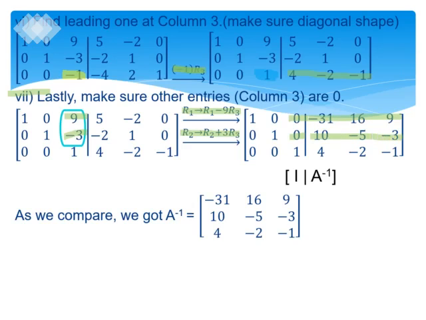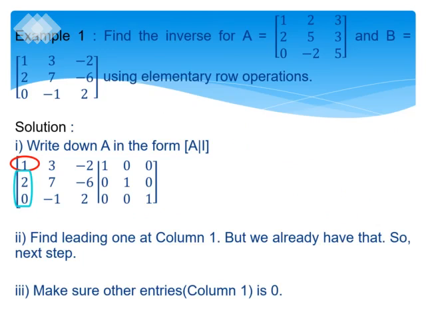Okay, as we compare, using the notation form, we got this one is identity and this one is A inverse. So we got A inverse as the same. Just copy. So finish for A. Next. Okay, now we go for B.